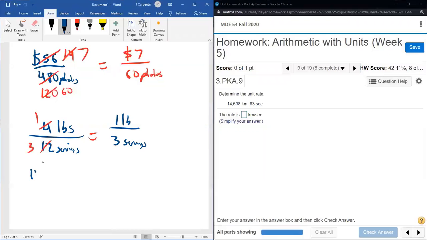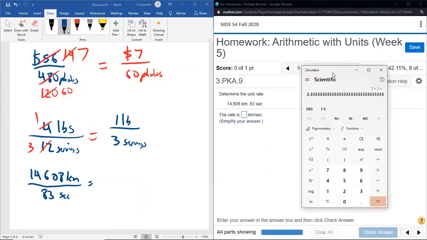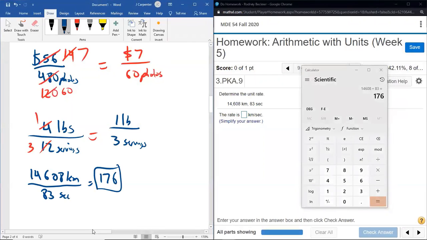So we're going to go 14608 kilometers divided by 83 seconds. Pull out our calculator. No one's doing that division in their head, I don't think. And that's perfectly fine. 14608 divided by 83. And we get 176. So 176 is our answer, right? Nope. Not 176. That is not a quantitative reasoning student answer.